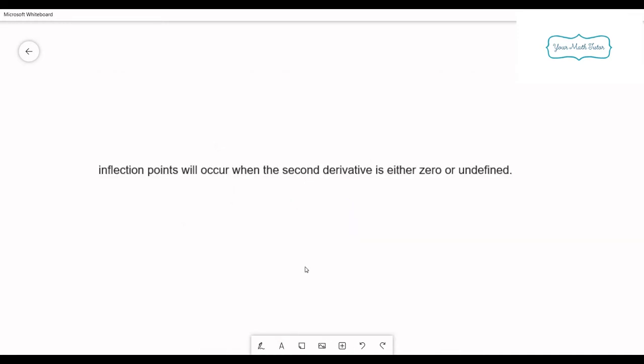Inflection points occur when the second derivative of the function is either 0 or undefined. So what we have to do here to find the inflection point is to find the second derivative and then find the point at which it is equal to 0.